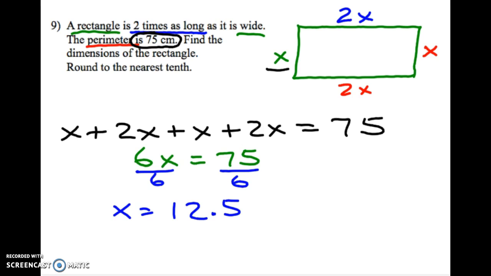So to make sure we answer the question, they want the dimensions. So x, which is the width, will be 12.5 centimeters. The length, which is 2 times longer than that, so 2 times 12.5, should be 25. So the dimensions of the rectangle should be 12.5 by 25.